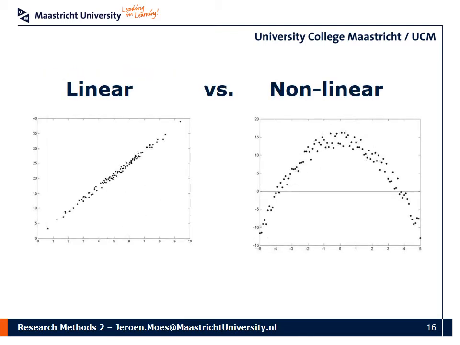Then linear and nonlinear. I think this is probably clearer, but just in case, here's two images again. On the left, you see a linear relationship. So all the dots, all the observations are on the line that we might predict here. And on the right, you see a nonlinear relationship. So it follows a curve. Or any other sort of pattern, not necessarily a curve.